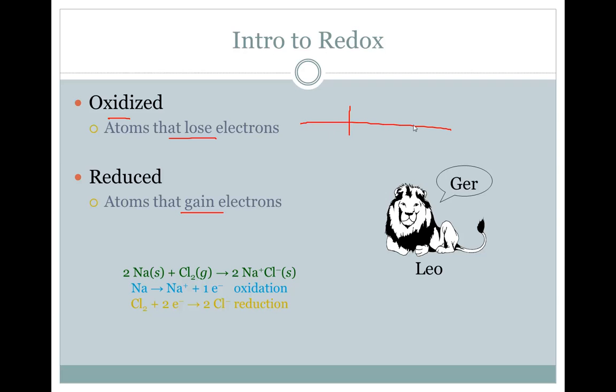If we think about the number line again, 0, plus 1, plus 2, negative 1, negative 2. Remember, electrons are a negative charge. So if you lose electrons, you're losing negative charges, so you're becoming more positive. So oxidized atoms are becoming more positive, meaning that they're going to the right on the number line.